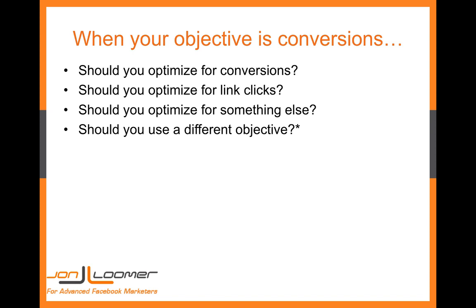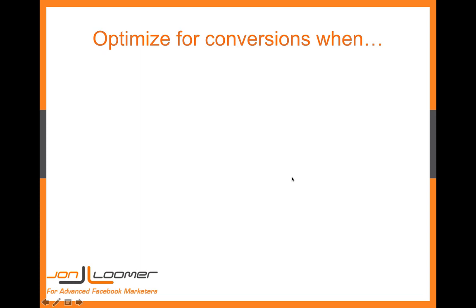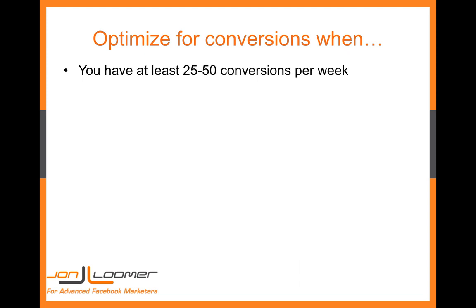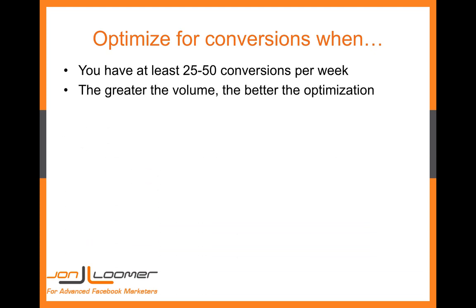And to be very clear, it's not black and white. I'm not going to tell you you should always optimize for conversions. So there always are exceptions. So optimize for conversions when... Facebook tends to give different numbers on this, and it changes a little bit, but the main thing is the more the better. So just make sure you have at least 25 to 50 conversions per week if you're going to optimize for that conversion. But that said, that's not even a lot.